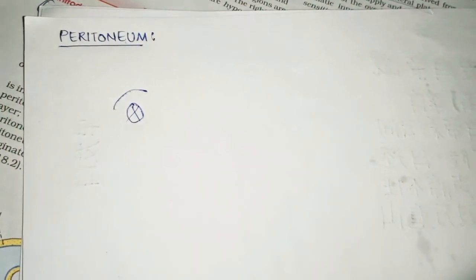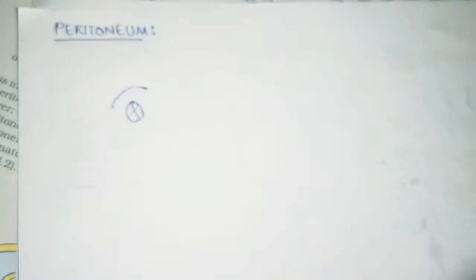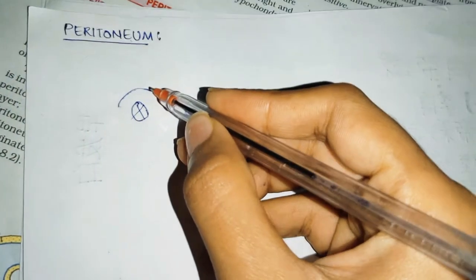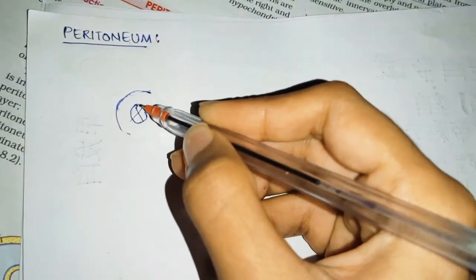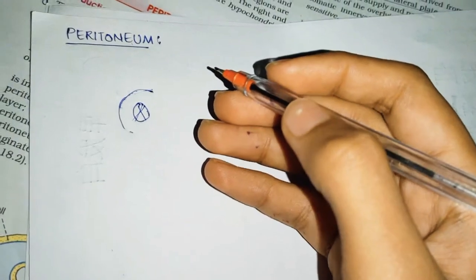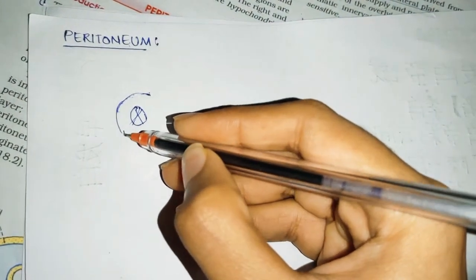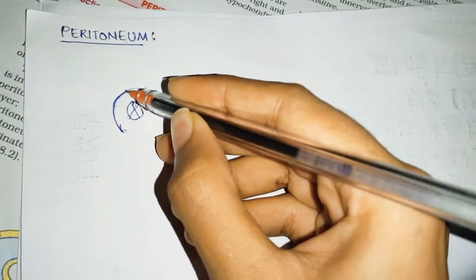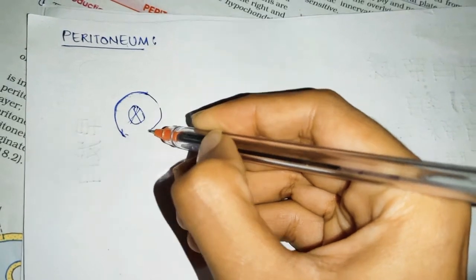All our abdominal viscera, all our abdominal contents are covered by means of a slimy layer-like structure which is called peritoneum. You can see, for example, here this is a peritoneum over the viscera, like in abdominal viscera, like you have liver, intestine, spleen. All the structures are covered by a layer outside.